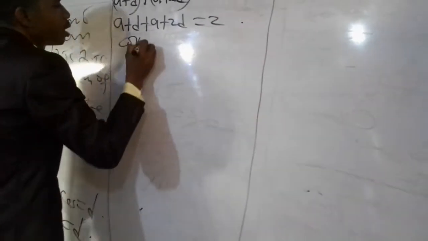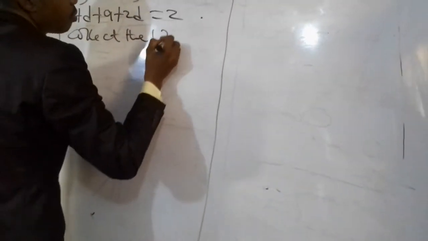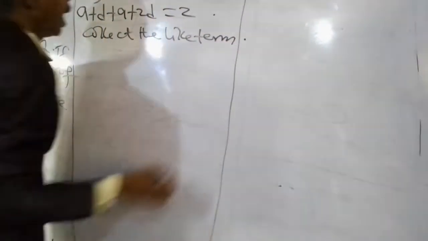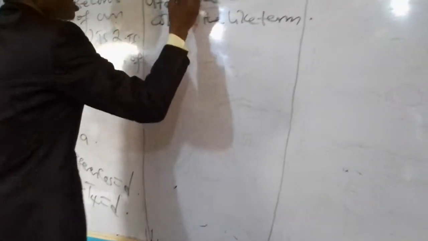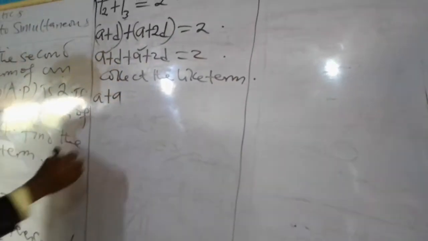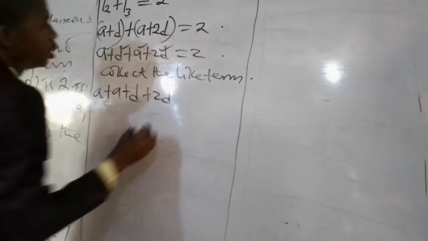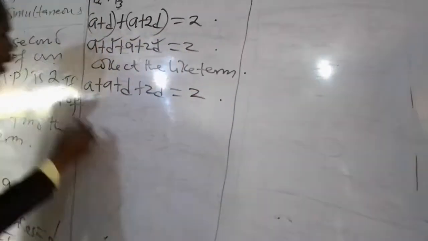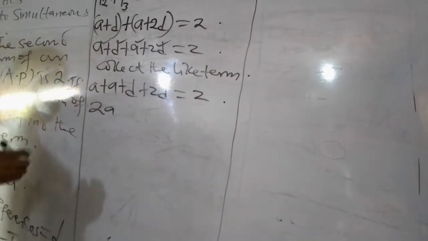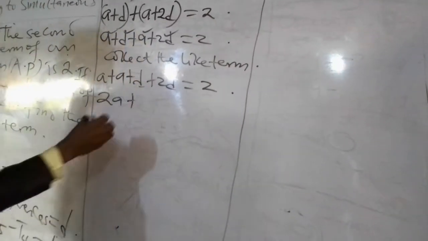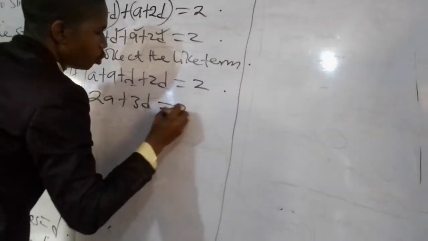We collect the like terms. A plus A is 2A. D plus D plus 2D is plus 3D. So 2A plus 3D is equal to 2. Let's call this equation 1.